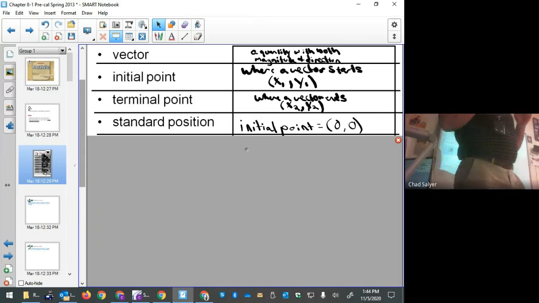So standard position for a vector is when the initial point is at the origin. So initial point at the origin means the vector is in a standard position.